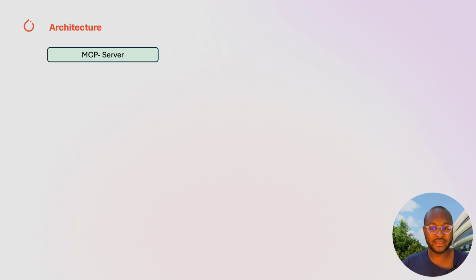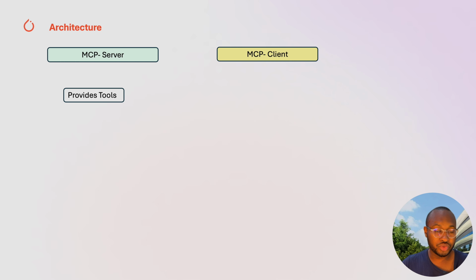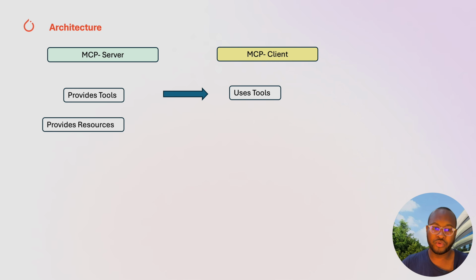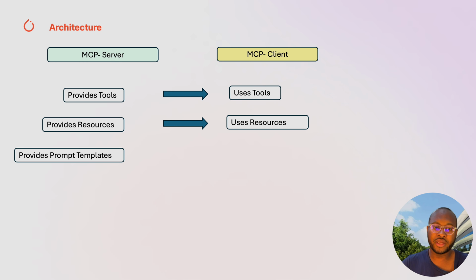So let's look at the architecture. On the left, we have an MCP server. On the right, we have a client. The MCP server provides tools. The client uses them. It provides resources. The MCP client uses them. This is really a simplified architecture, and it also provides prompt templates. These are maybe like tested prompts for a particular request that the client could use.